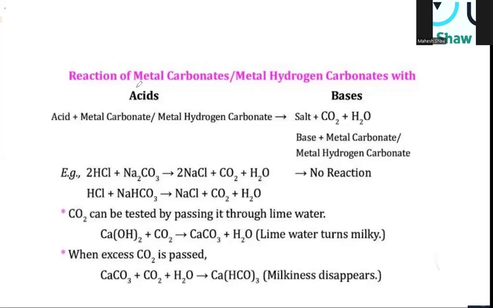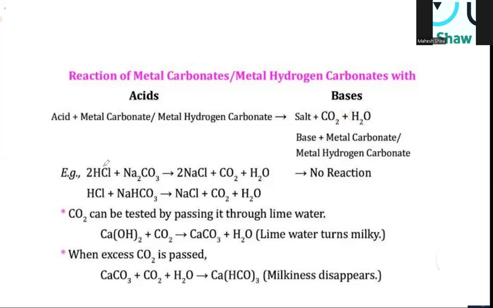So the next property is reaction of metal carbonates or metal hydrogen carbonates. You should know that metal hydrogen carbonate is also known as metal bicarbonate, right? So whether it's metal carbonate or metal bicarbonate, acid reacts with both to give salt, carbon dioxide, and water. So three products are formed. Any metal carbonate, if it reacts with acid, or any metal bicarbonate, if it reacts with acid, will give three products. These are salt, carbon dioxide, and water.